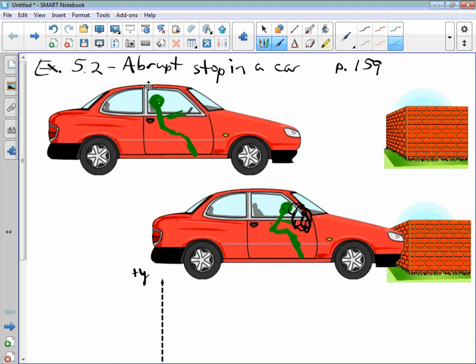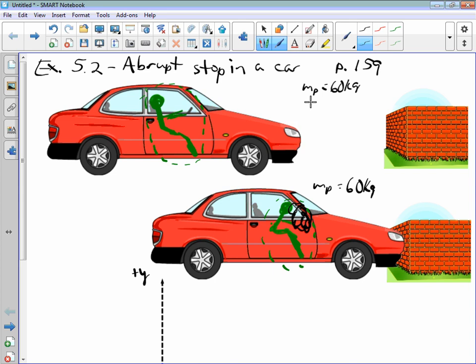So the system is just going to be defined as the person. We're concerned about how the person is going to interact with this airbag. The mass of the person is going to be 60 kilograms, so we're going to want to put that in our picture. And the person's mass is not going to change, at least hopefully not.